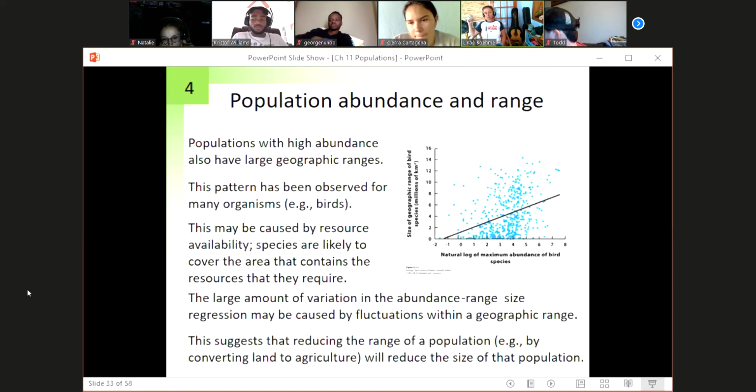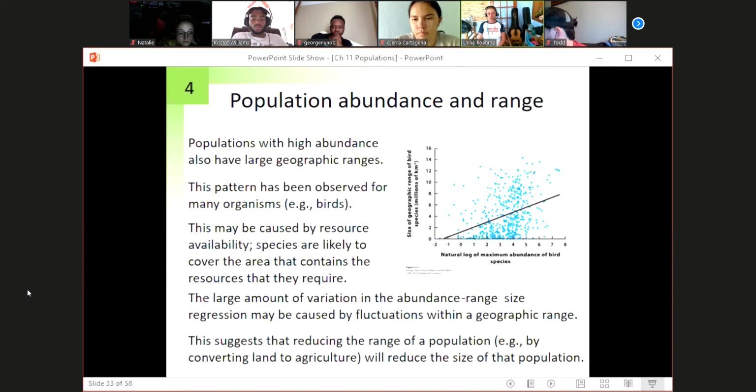If you don't have enough resources, you're not going to be able to have a big population. Although now that you've taken regression analysis, I wonder what the R-squared value is for that, because there's a lot of variability in there. I think my advisor would have said, if I squint my eyes and tilt my head, I might see that trend. But overall, you're going to have a larger range if you have high abundance, because you need to have enough resources to support everybody.